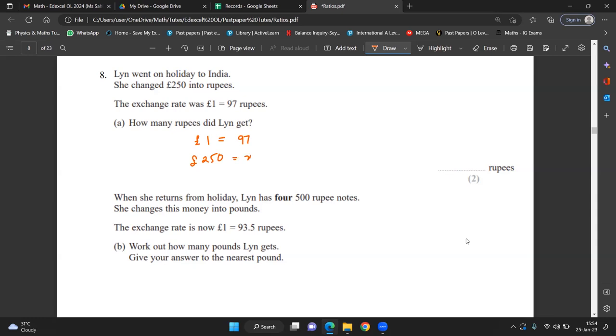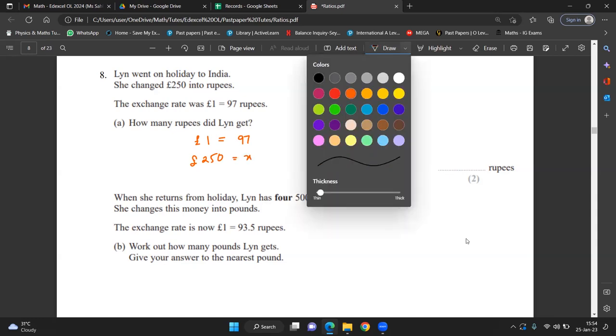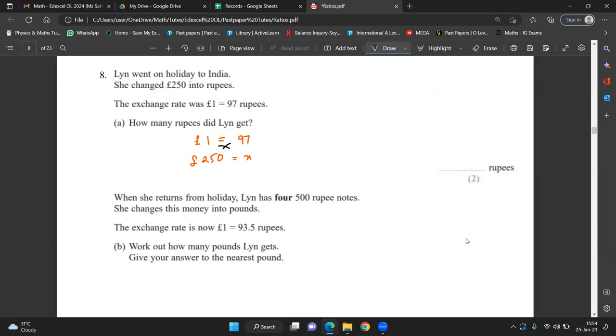£1 equals 97. 250 equals? Because pounds and pounds should come together, okay? So let's do cross multiplication. What was your answer, guys? X equals 24,250 rupees. All of you got that?